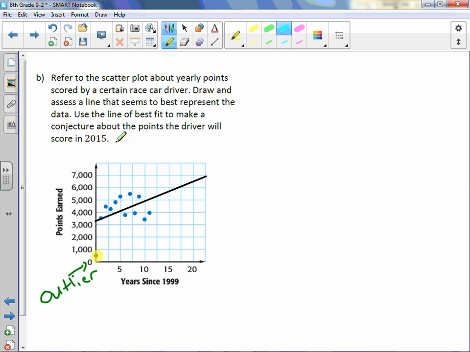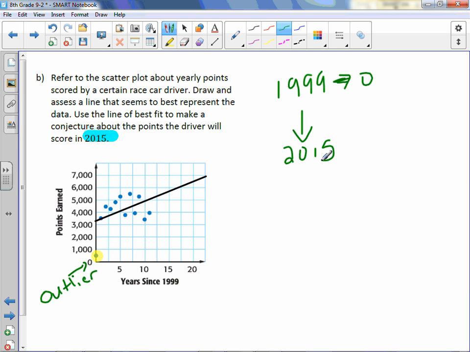We want to know in 2015. This is years since 1999. Okay, so in 2015, it would actually be about 14, an x value of 14. So again, if 1999 represents year 0, to get all the way to 2015, that would represent year 16. So we're actually looking, I believe I said 14, I meant 16.